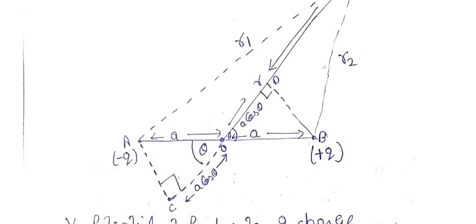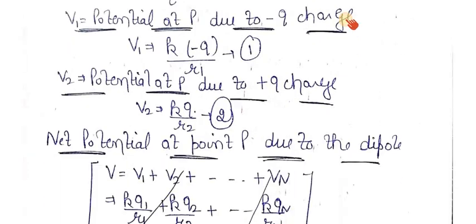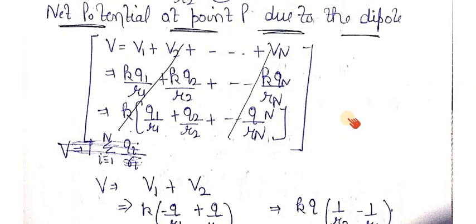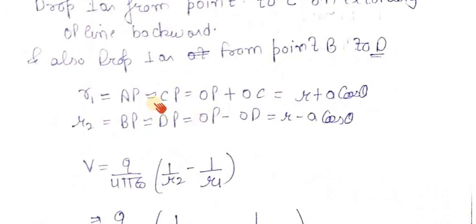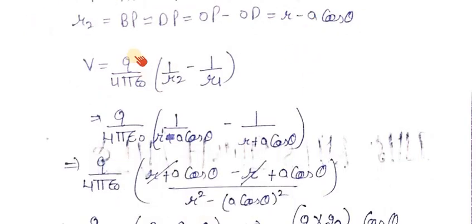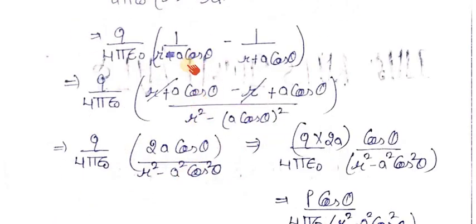Now I will substitute the value of R2 and R1 and solve the expression for the potential due to the dipole. As you see, R1 is R plus A cos theta, and R2 is equal to R minus A cos theta. I put the values in the above expression Q divided by 4 pi epsilon naught, with R2 replaced by R minus A cos theta and R1 replaced by R plus A cos theta. Now just take the LCM. R minus A cos theta, R plus A cos theta, A minus B, A plus B, so A square minus B square. Just take the LCM. R will cancel each other.